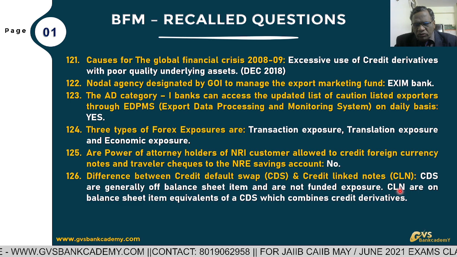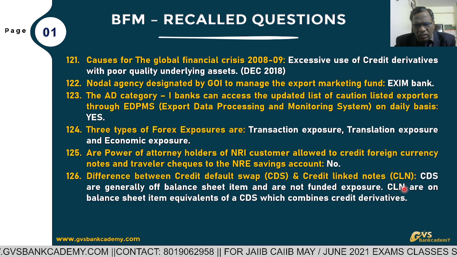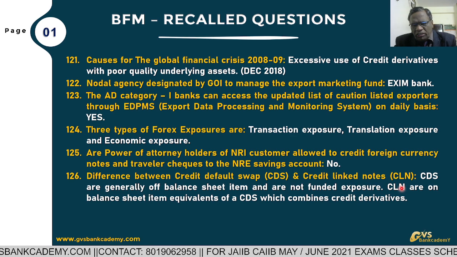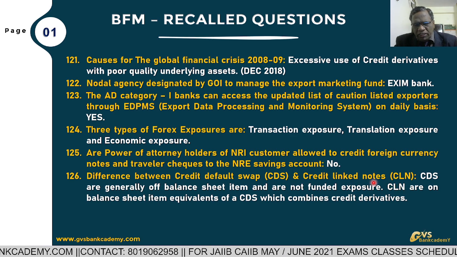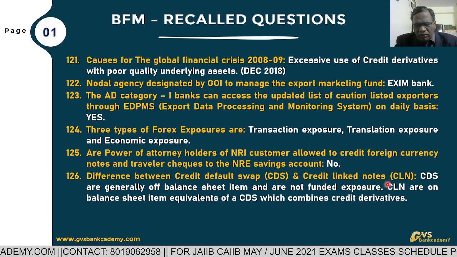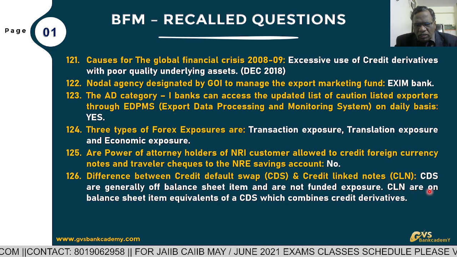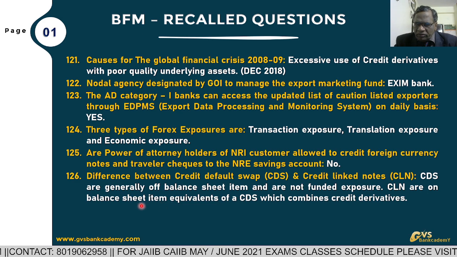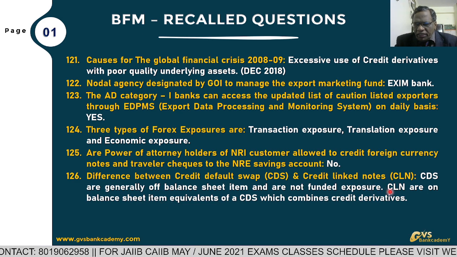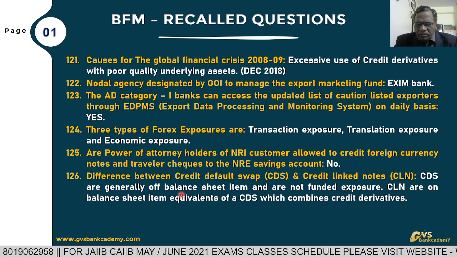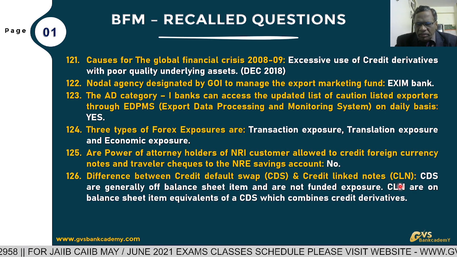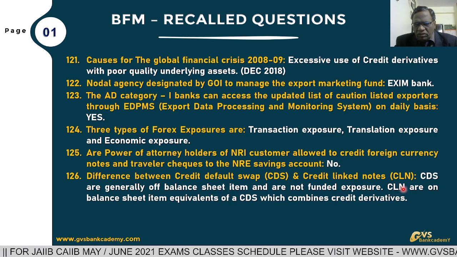So the underlying securities in the credit linked notes are whatever the securities are there in that advance. Credit linked notes are on balance sheet items. CDS, credit default swaps, are off balance sheet items. Why are credit linked notes on balance sheet?